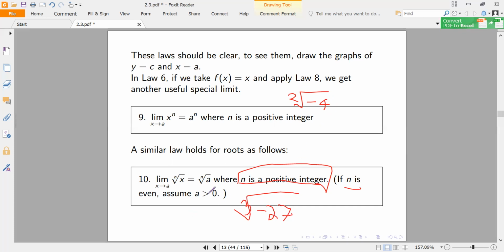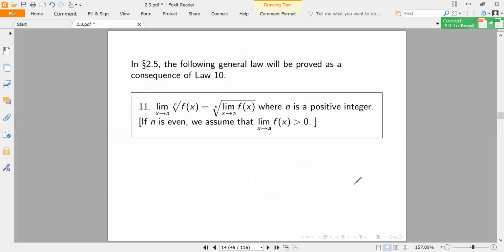So in here, your answer is going to be -3. The reason is because -3 squared, you get 9, times -3 again, -27. So for odd roots, that's why you can have negative numbers inside the roots.